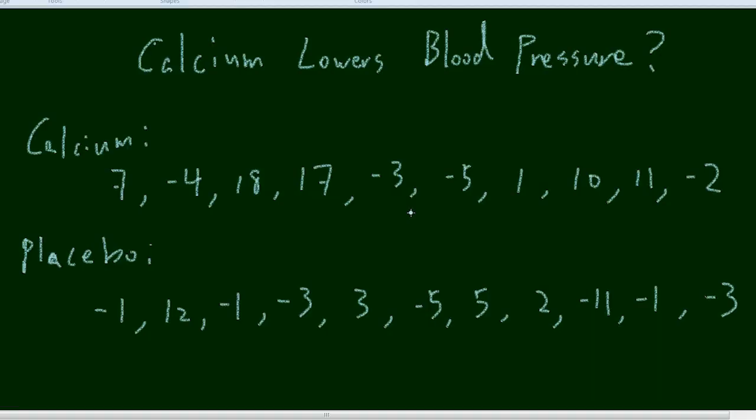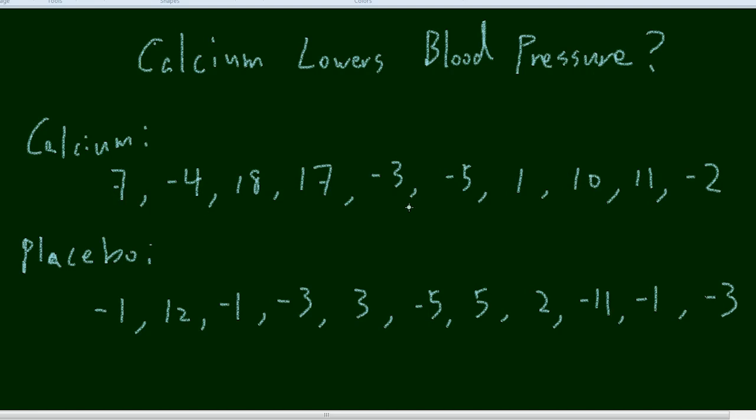Our last example is an experiment of whether calcium can lower blood pressure. We got 20 men separated randomly into two groups. One received a calcium pill for 12 weeks, one got a placebo for 12 weeks, and these are the numbers that represent the amount their blood pressure decreased over the 12 weeks. So the first person, their blood pressure lowered by 7, second person, blood pressure increased by 4, and so on and so forth. Overall, it looks like the calcium pill is working.